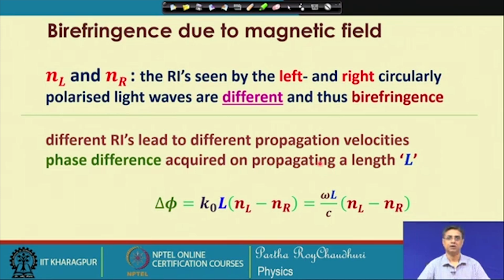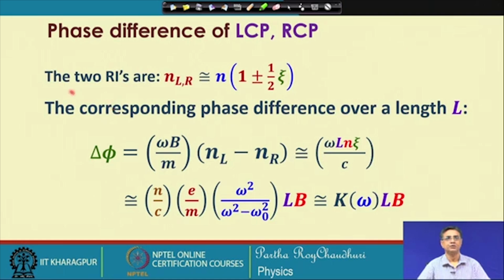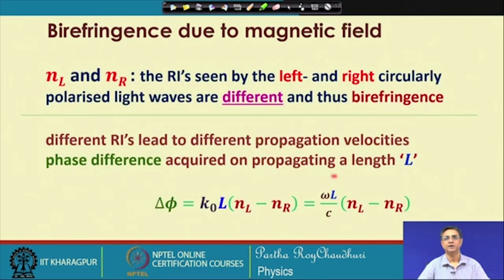the two circularly polarized lights propagating over a length of L, and this is straightforward, that the phase difference delta phi will be equal to k0 L and the birefringence, that is the difference of the two refractive indices seen by the left circularly and right circularly polarized light, which can be expressed in this form. So, these are the two refractive indices, and the corresponding phase difference over this length we can express in this form, delta phi equal to this birefringence into omega into B by m.